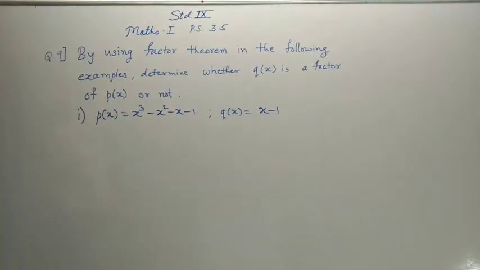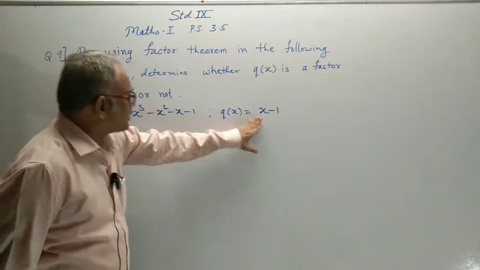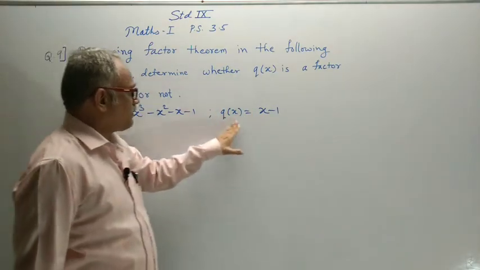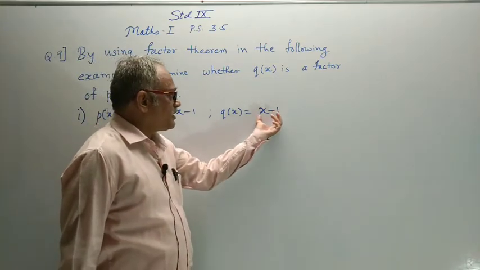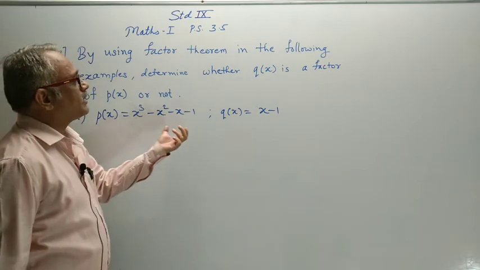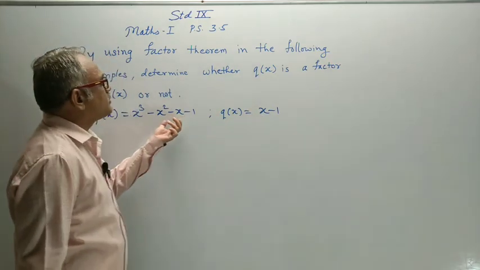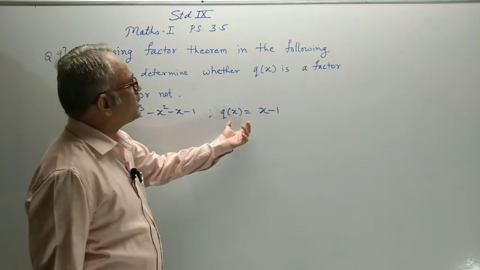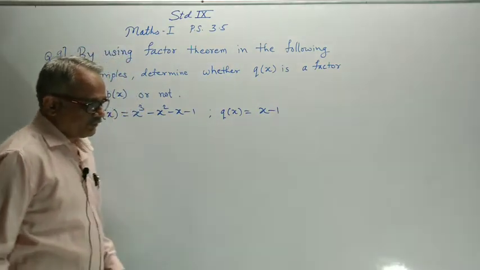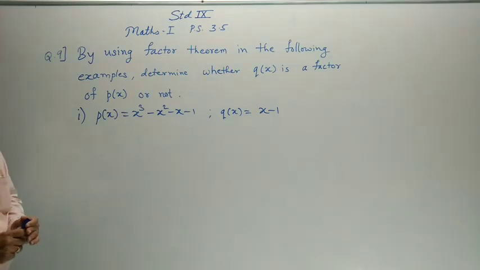The ninth question: by using factor theorem, in the following examples, determine whether Q of x is a factor of P of x. Q of x is a factor of P of x means Q is the divisor and P is the dividend. If dividing gives remainder 0, then it is a factor. So we have to use factor theorem, which means we have to find P of 1 and check whether it is 0 or not. If it is 0, then it is a factor, otherwise not. So neatly observe.